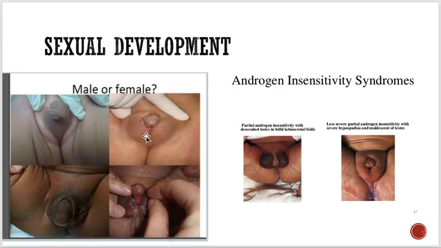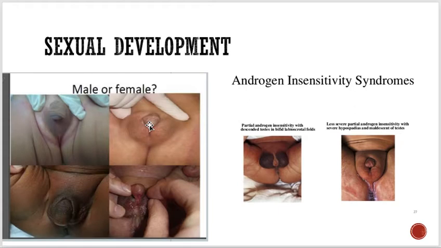Whenever it is the XX type, usually it comes with clitoral hypertrophy, or labioscrotal fusion. You can see there's fusion over here. So this is how we do it. And of course, we do investigations. We see what is causing this.